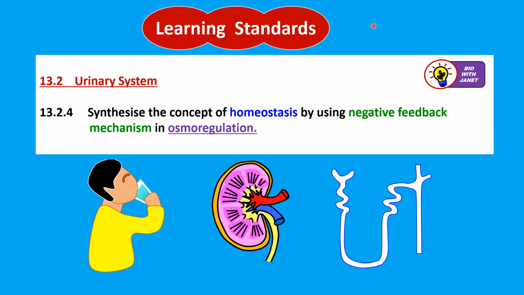The learning standards for this lesson are as follows. 13.2 Urinary System. After this lesson, we should be able to synthesize the concept of homeostasis by using negative feedback mechanism in osmoregulation. So we have to understand the meaning of these terms, homeostasis, negative feedback, osmoregulation, and how these processes occur.